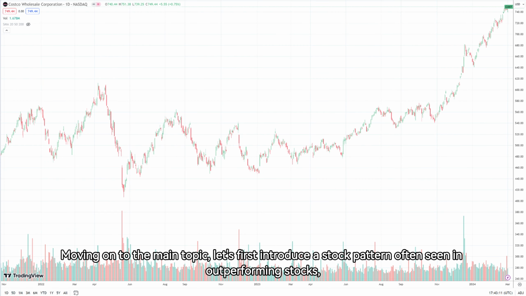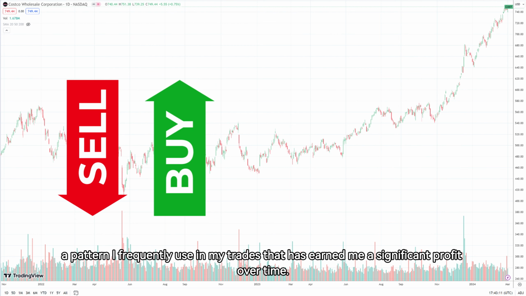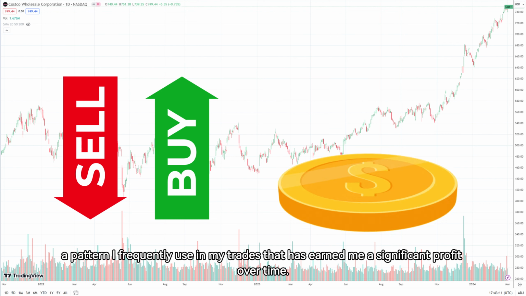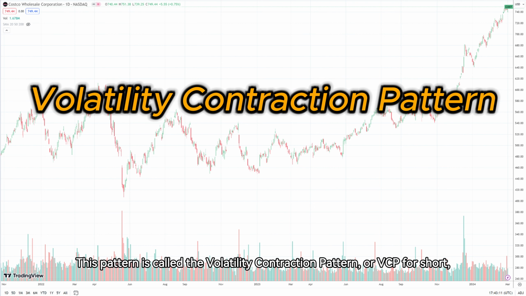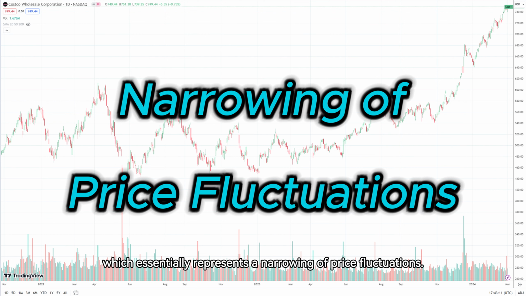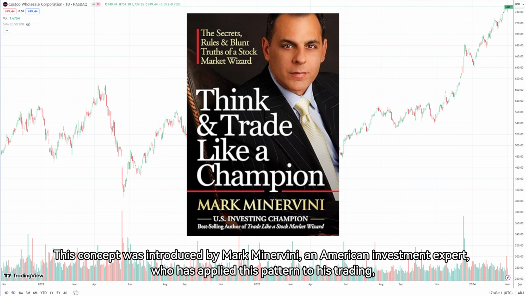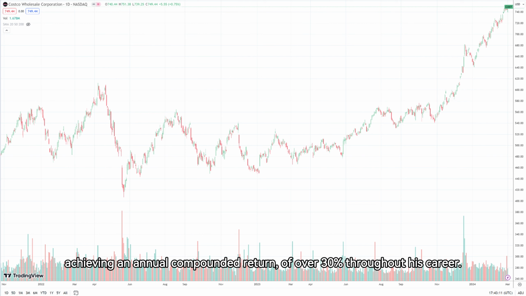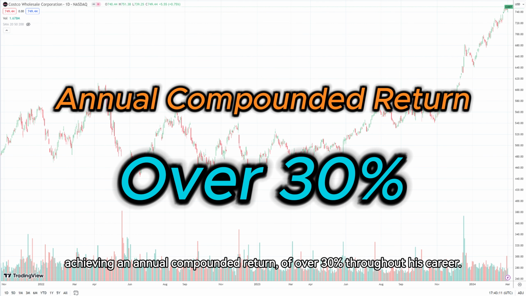Moving on to the main topic, let's first introduce a stock pattern often seen in outperforming stocks, a pattern I frequently use in my trades that has earned me a significant profit over time. This pattern is called the Volatility Contraction pattern, or VCP for short, which essentially represents a narrowing of price fluctuations. This concept was introduced by Mark Minervini, an American investment expert who has applied this pattern to his trading, achieving an annual compounded return of over 30% throughout his career.